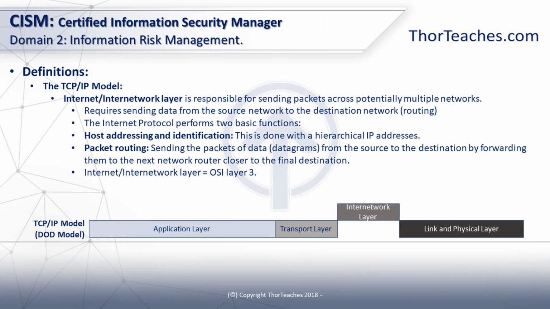The internet network layer is the one that maps directly to OSI layer 3, the network layer. This is where we add in our IP addresses. An IP has 2 basic functions. First is host addressing and identification, where each node has a unique IP address so we know where to send the data, and then it does packet routing.